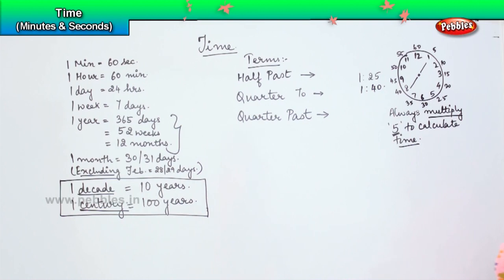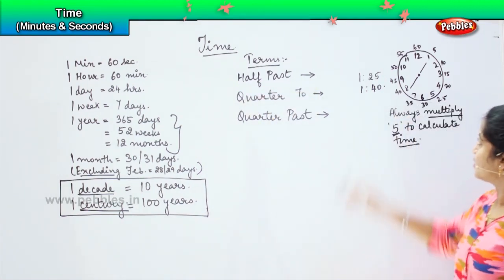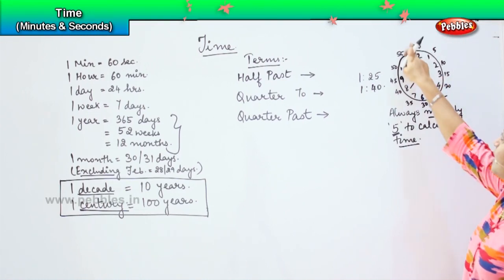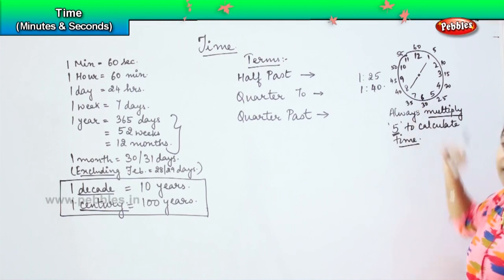So now we will see what we mean by half past. Now we know that 1 hour is equal to 60 minutes, right? So the half of 60 is how much, children? 30.